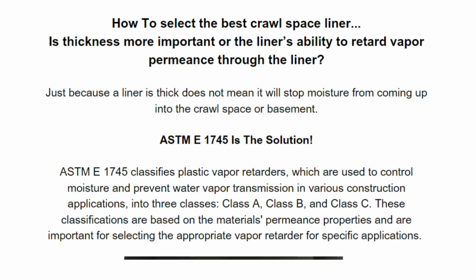Class B offers moderate resistance and is suitable for applications where some moisture control is needed, but not the highest level. Class C has the highest permeance and is used in applications where moisture control is not a primary consideration. The choice of vapor retarder class depends on the specific requirements of the construction project and the desired level of moisture protection.